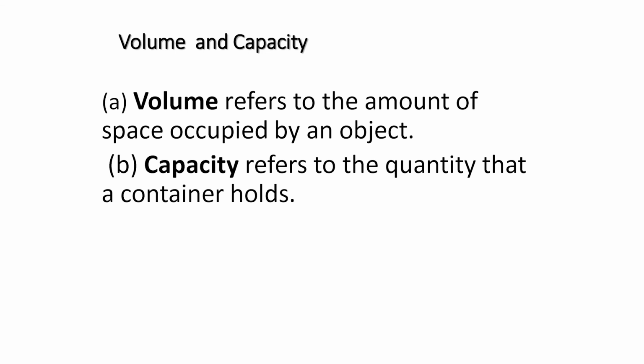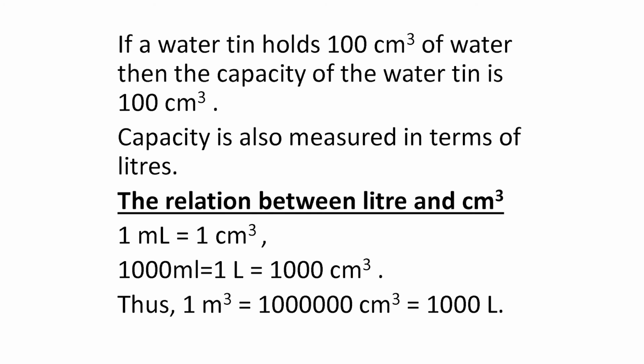Let's move on to the last subtopic of the lesson, volume and capacity. There is not much difference between these two words, but volume refers to the amount of space occupied by an object and capacity refers to the quantity that a container holds. If a water tin holds 100 centimeter cube of water, then capacity of water tin is 100 centimeter cube.